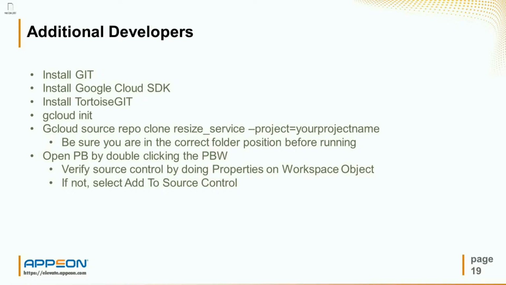Once you've done the clone, you're going to open PowerBuilder by double-clicking on the PBW file inside the folder, and then it'll carry all the settings forward for you. You're going to go in and verify the source control is set up by doing properties on the workspace object. And when you do that, you're going to select the source control tab. And if it doesn't have the settings already, all you have to do is again right-click on the workspace and do add to source control. And then you're going to select Git. And we'll cover this in the demo.